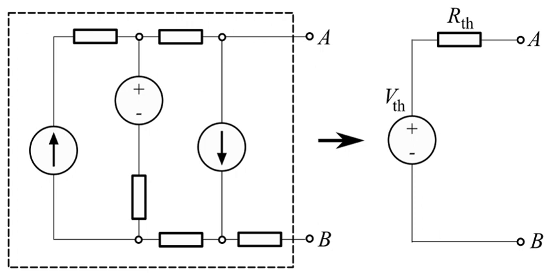This method is valid only for circuits with independent sources. If there are dependent sources in the circuit, another method must be used, such as connecting a test source across A and B and calculating the voltage across or current through the test source.